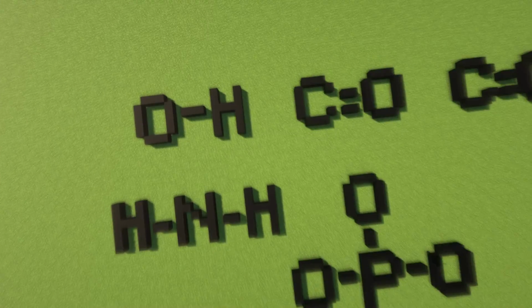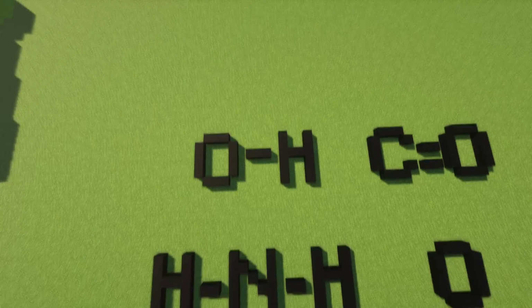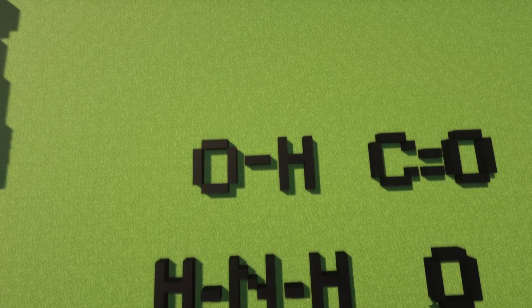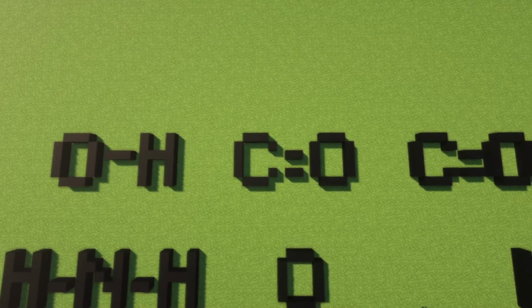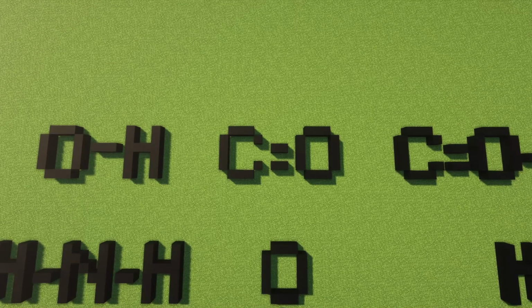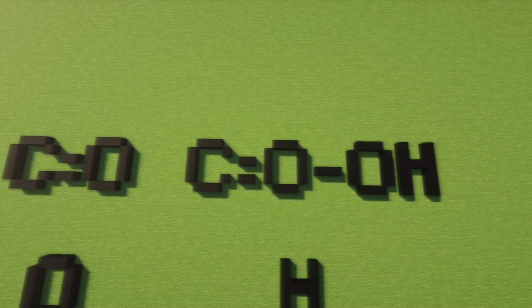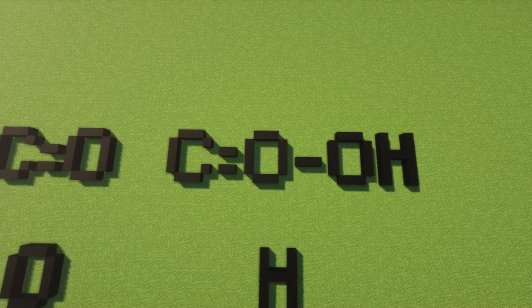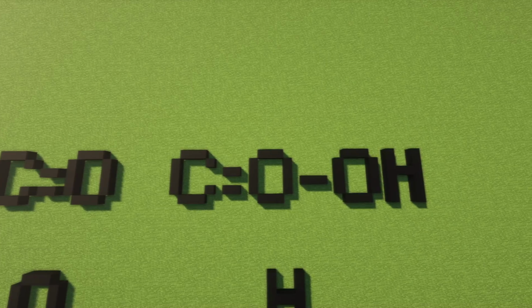And so the first functional group that we have is this one, which is a hydroxyl group, which is an O bonded to an H. The next one we have is a carbonyl group, which is C double bonded to O. Over here we have a carboxyl group, which is C double bonded to O and single bonded to OH.